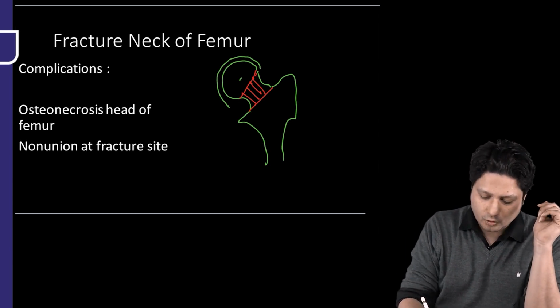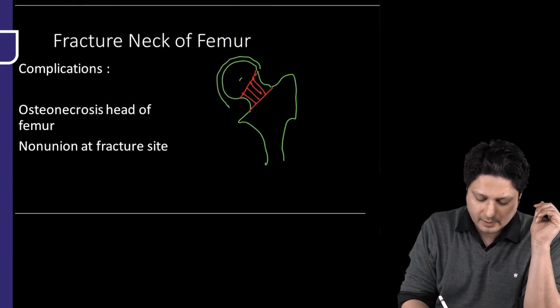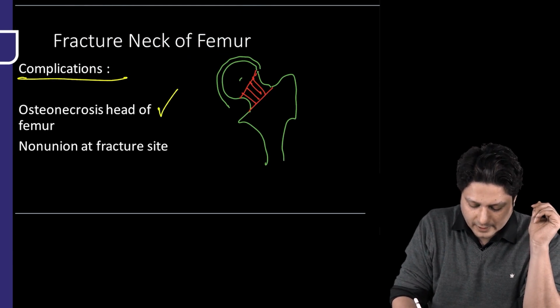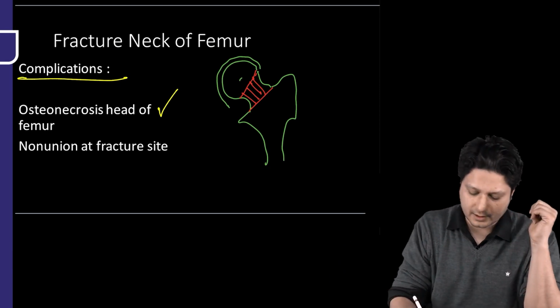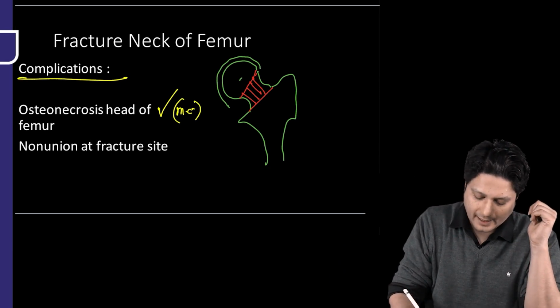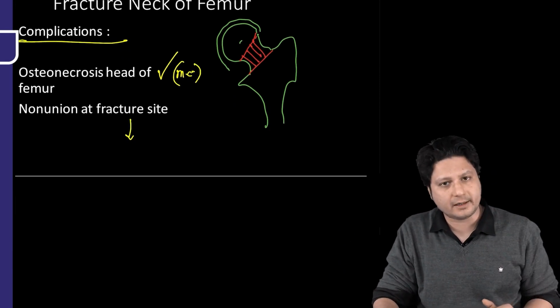So as far as the two important complications of fracture neck of femur are concerned, the first one is osteonecrosis of the head of the femur, which is considered to be the commonest complication. It is the most common complication. And the second one is non-union at the fracture site.